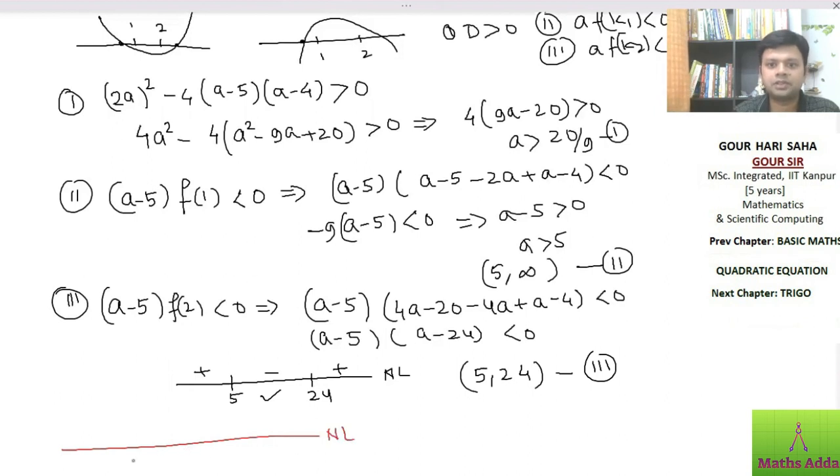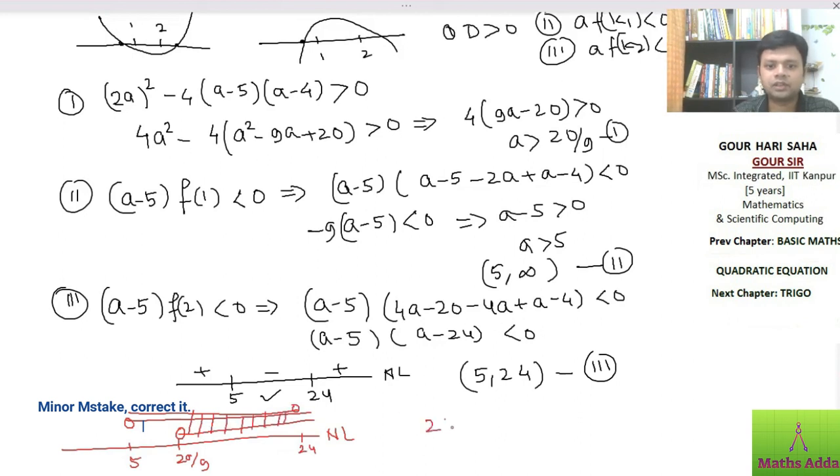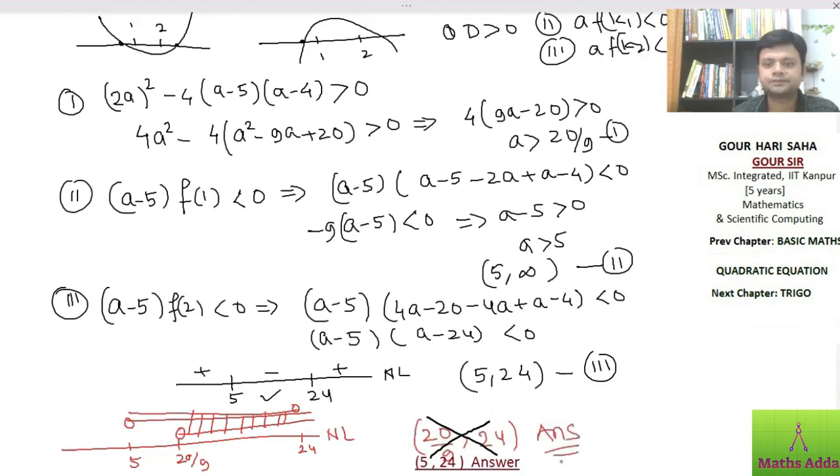On the number line, the first is more than 20 by 9. So 20 by 9 with a bubble mark. Second says more than 5. So 5 will be somewhere here, more than 5. Third one says 5 to 24, somewhere 24 is here, both bubble. So I can see this is common, right? So this is 20 by 9 comma 24. This is your final answer.